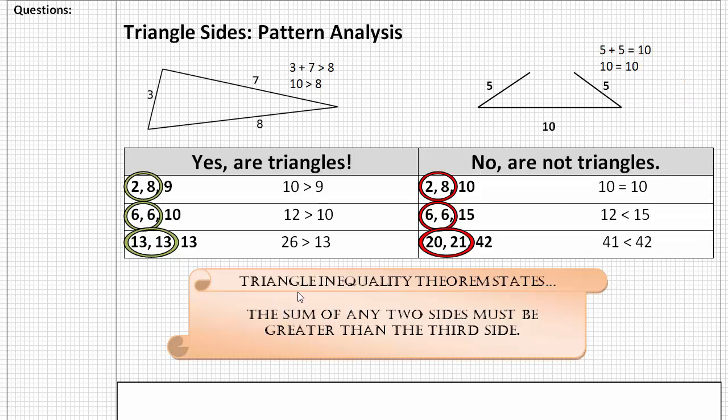The triangle inequality theorem states the sum of any two sides must be greater than the third side. The way that we test this is exactly what we've done here. If you measure the two shortest sides and add them together, they have to be greater than the third side. If not, we know it won't make a triangle. Let's try and use this information to see if we can find the missing side lengths, or possible side lengths, or missing side on a triangle.